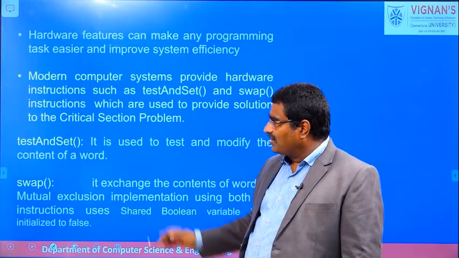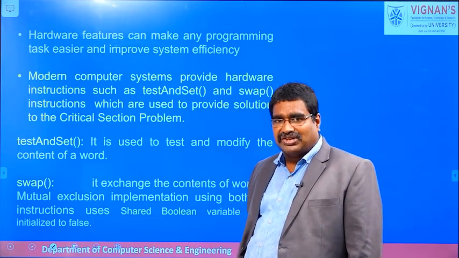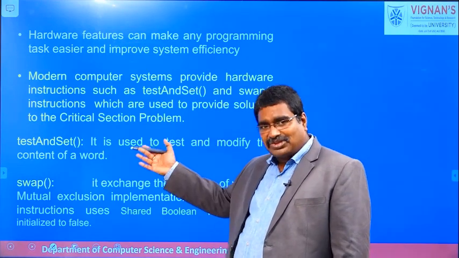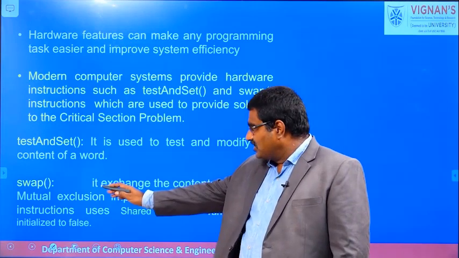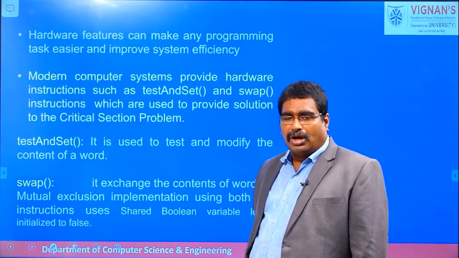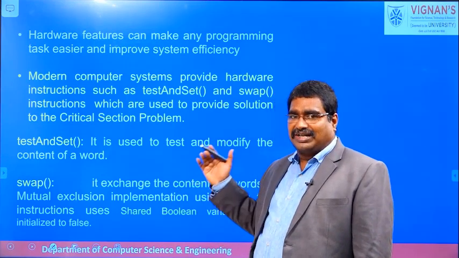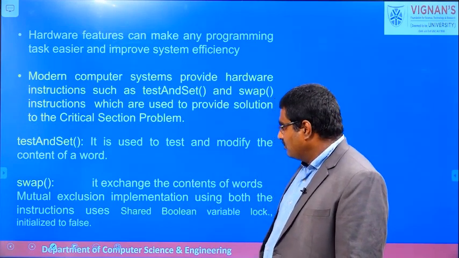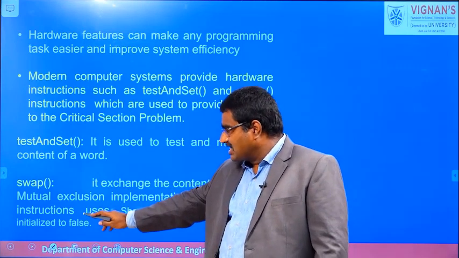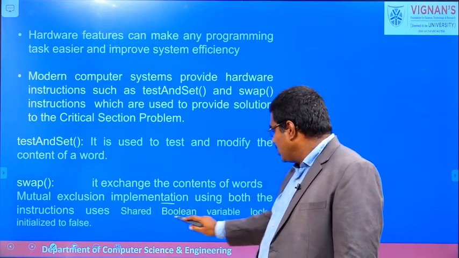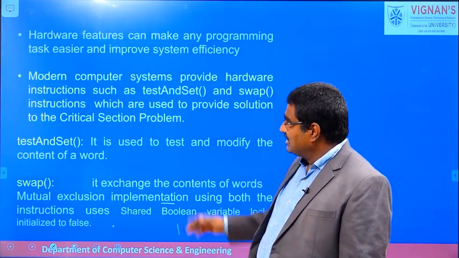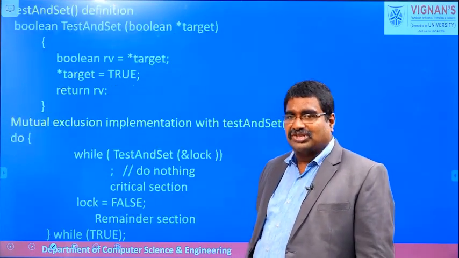The test and set, the name itself indicates that it is used to test and modify the content of the word. Whatever parameter we pass to the test and set function, it modifies the value of the parameter and returns the value that was passed to the function. The swap function is used to exchange the contents of two words. So the swap function takes two arguments, exchanges them, and returns the Boolean value. The mutual exclusion implementation using both instructions, test and set as well as swap, uses the shared Boolean variable lock, and the initial value of the shared Boolean variable is false. So this is the brief introduction to the hardware synchronization construct.